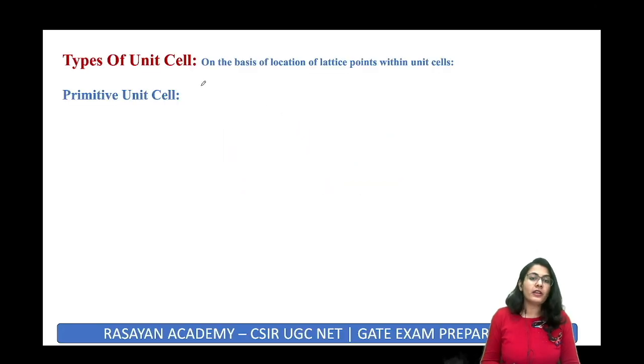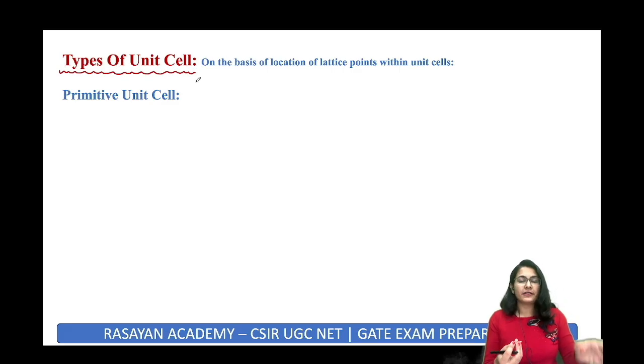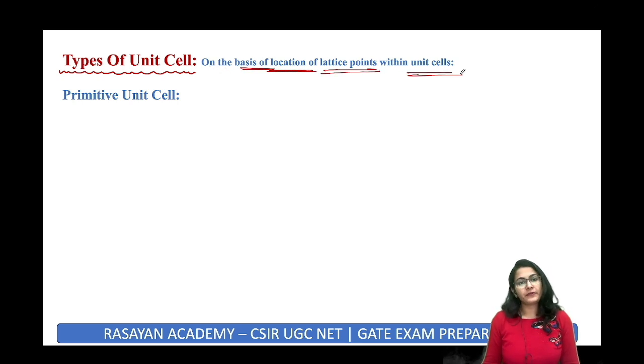So first of all, what are the types of unit cell? Now this classification is a basic classification. We are definitely going to move on to the Bravais lattice and so many things. But this is a basic classification, the classification on the basis of location of lattice points within the unit cell, right?